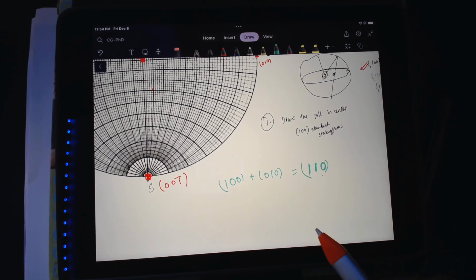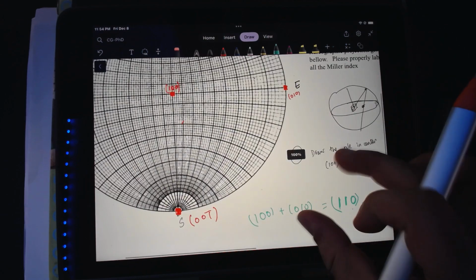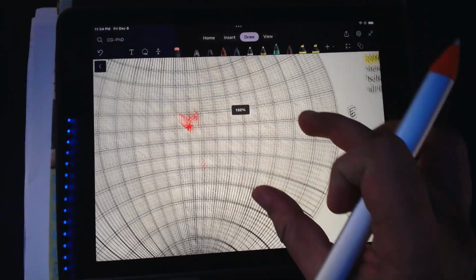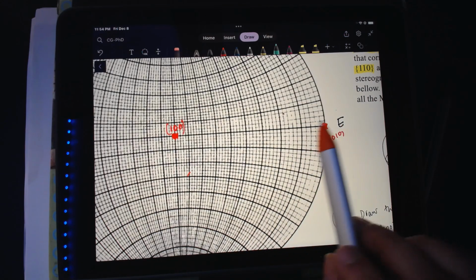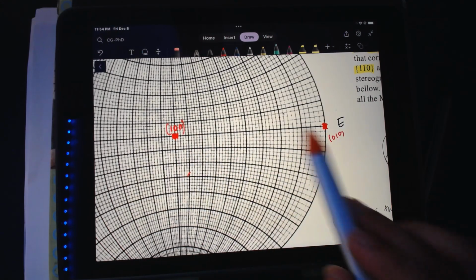So this is how you can get the 0, 1, 1, 0. And this vector sum is simply a bisection. So what that means is we take this center to the east axis and we'll do a bisection of this.